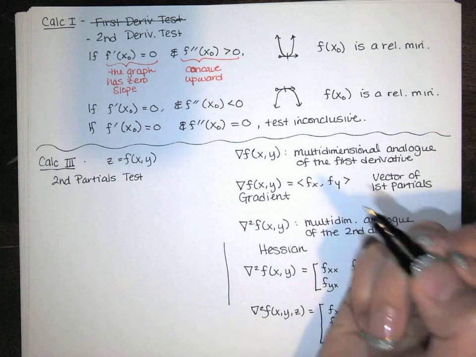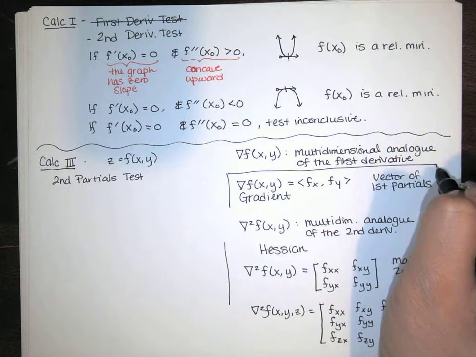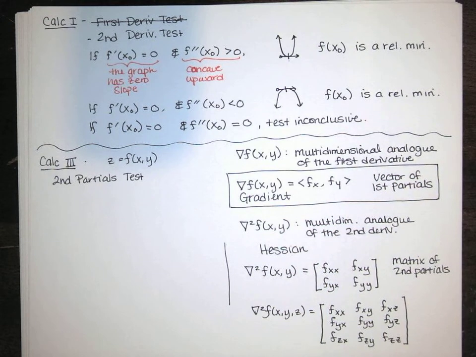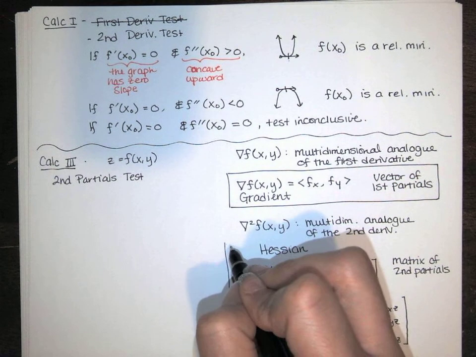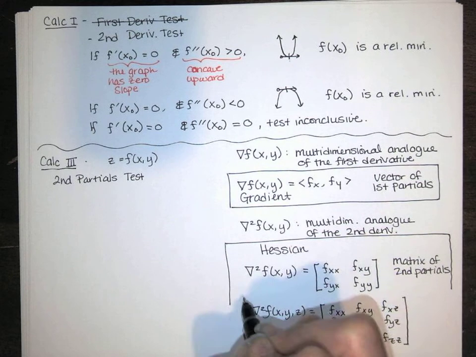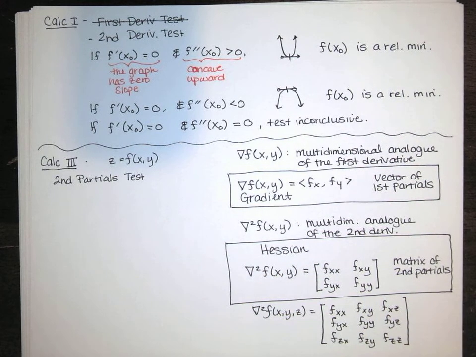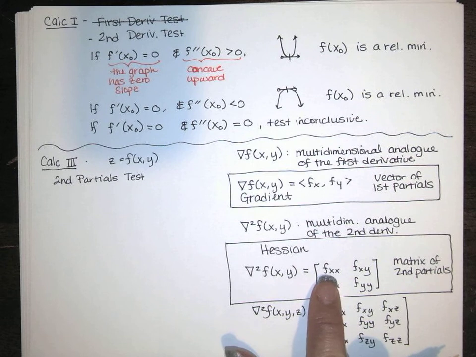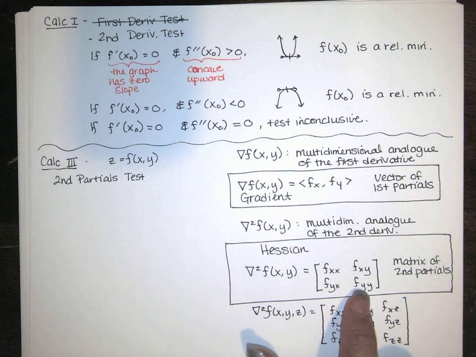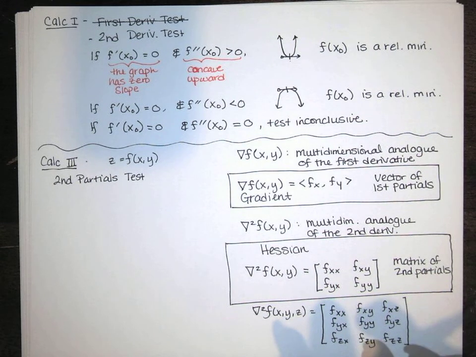So that's our gradient. It's the analog of the first derivative. It's a vector of first partials. And then over here, this is called the Hessian. It's the analog of the second derivative, and it's the matrix of second partials. Now remember, second partial with respect to x gives you slope or concavity in the x direction. Second partial with respect to y gives you concavity in the y direction. And then these tell you how slopes in the x direction and y direction change as you move a little bit in the perpendicular direction, the direction given by the other variable. We're not going to worry about that right now.